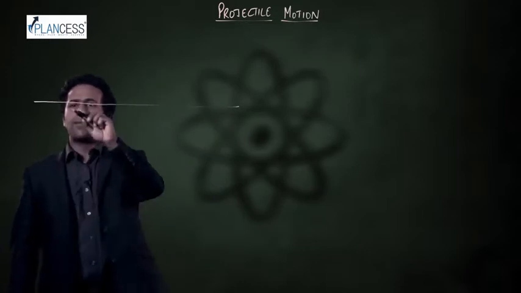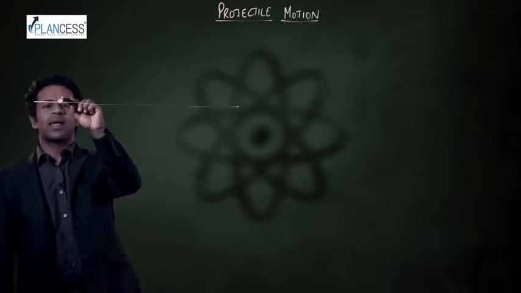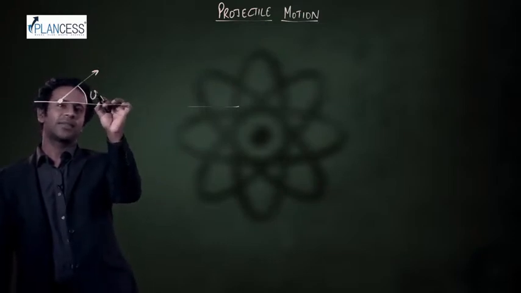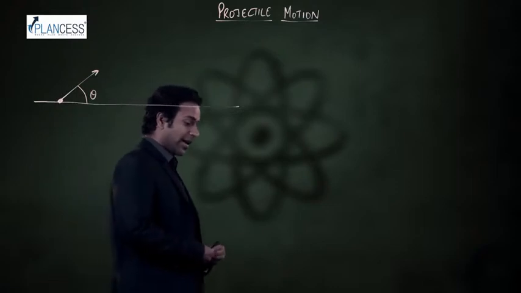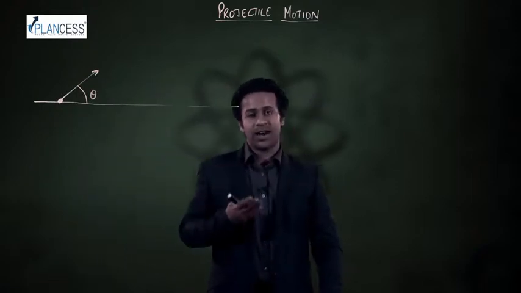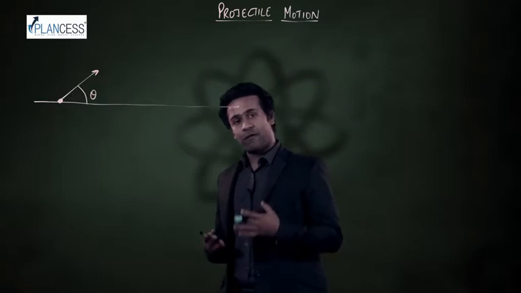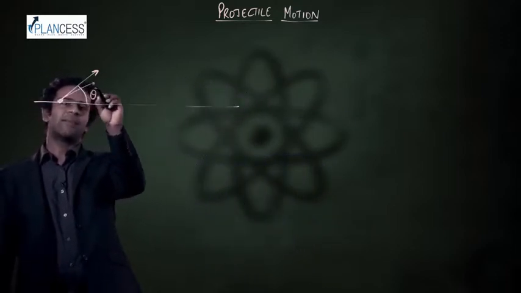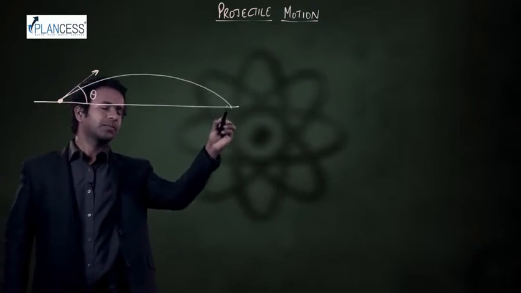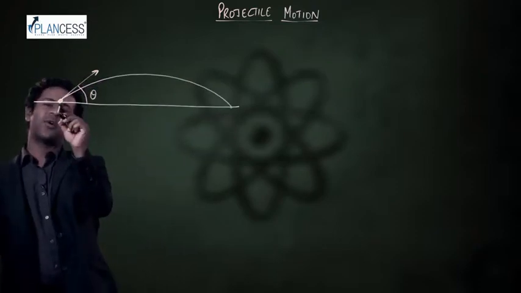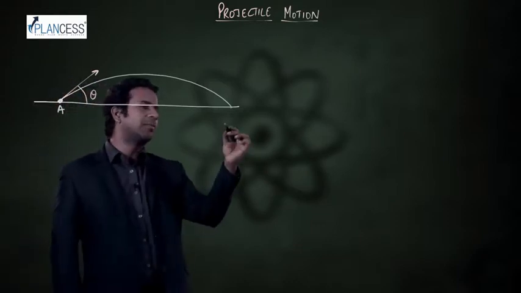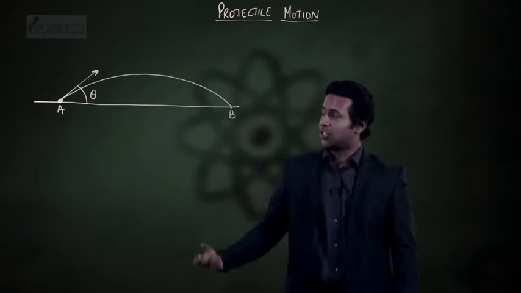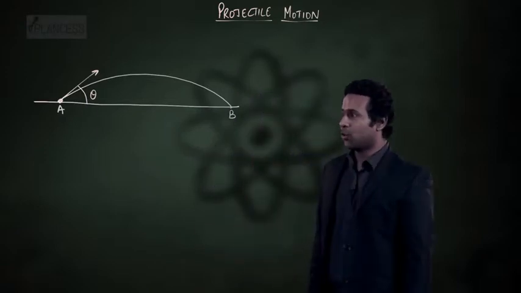So, let's say a particle is thrown at an angle with horizontal. Let this angle be theta. Then, as you can guess, this particle would first rise up to a certain height and then fall back to the ground. So, the motion of the particle would be something like this. It starts from this point, let's call it A, and falls back at the point B. Right. So, such a motion is called a projectile motion.